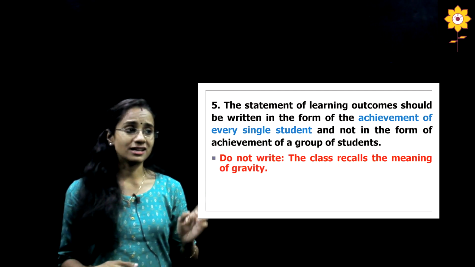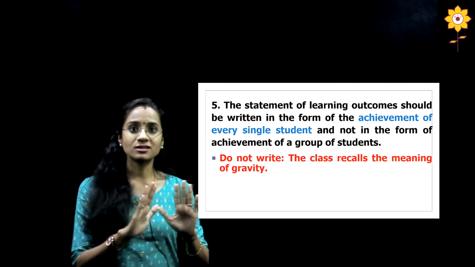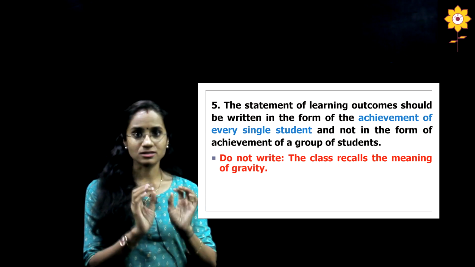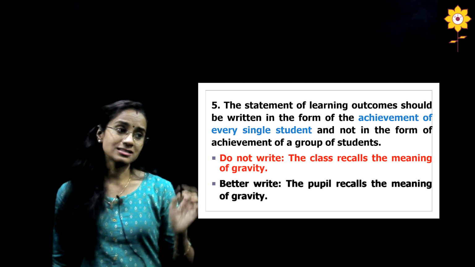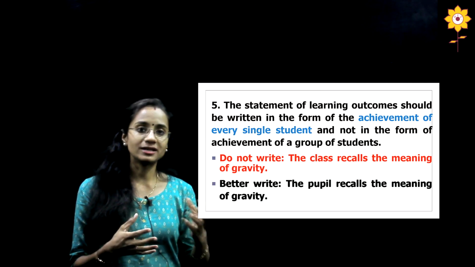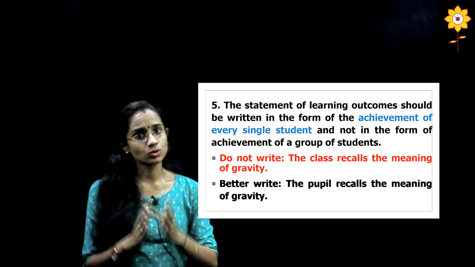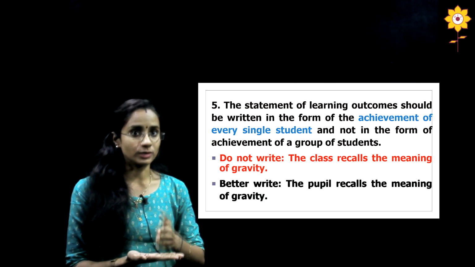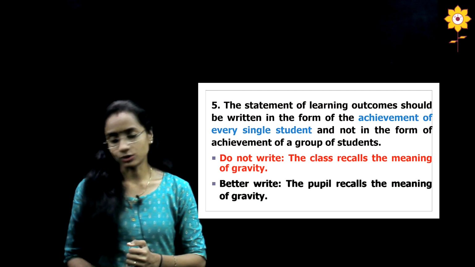Do not write "the class recalls the meaning of gravity." It is like a group, right? The class. How will I write it? It should be written as the pupil recalls the meaning of gravity. Here the word "the pupil" indicates that every single child in my class will be able to do it, or will be doing it. So the pupil recalls the meaning of gravity. This is the right way of doing it.